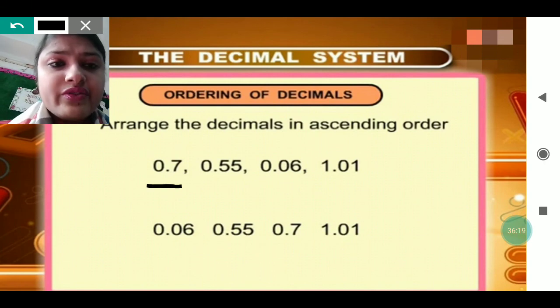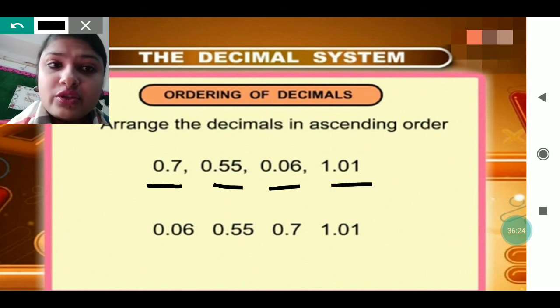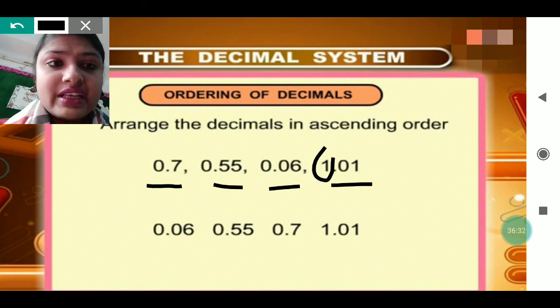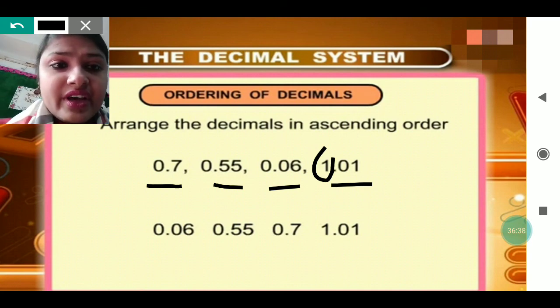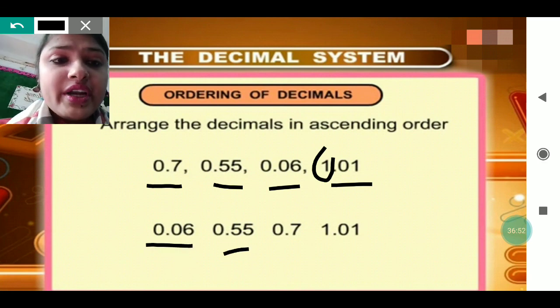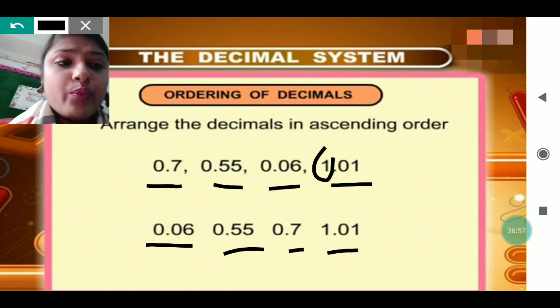Like if it is written 0.7, 0.55, 0.06 or 1.101. So you will compare the whole number first. You can see only here it is 1, the rest all are 0. And then after that you can see the 10th place, that is 7, then it is 5 and then it is 6. Then after that you will see the 100th place, then it is 6, it is 5, it is 7. So 0.06 will be smallest, then 0.55, and then 0.7, and then 1.101.